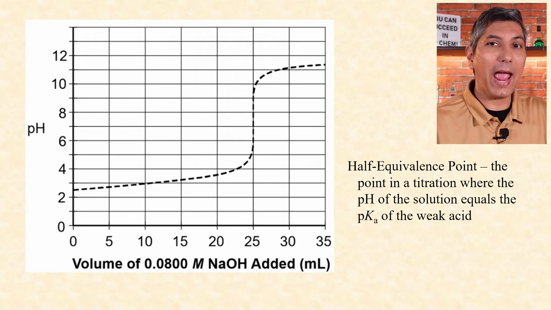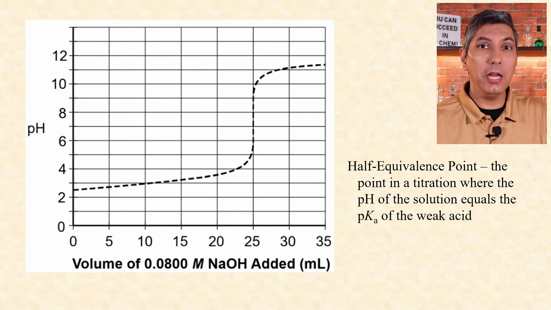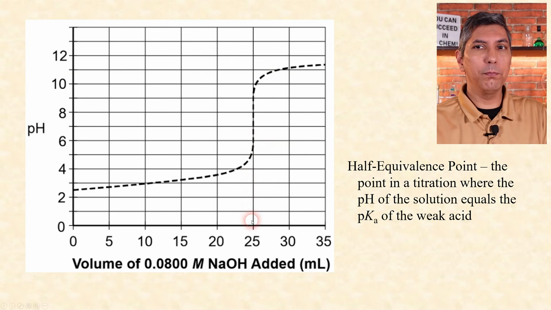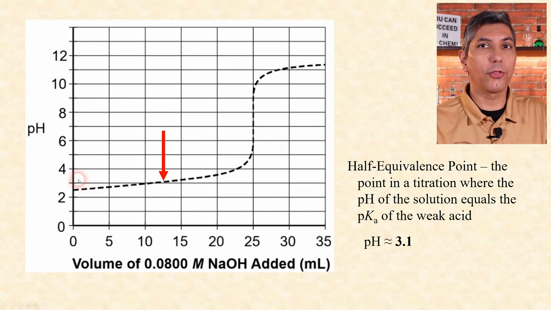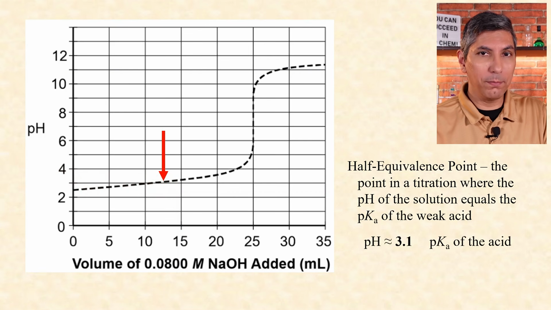Another important point we can deduce from a titration curve is the pKa of a weak acid. And for this, we look at the half equivalence point. At the half equivalence point, the pH of the solution equals the pKa of the weak acid. Since it took 25 milliliters to get to the equivalence point, halfway would be 12.5 milliliters. And at that point, the pH is very close to 3.1. So the pKa of the weak acid is 3.1.